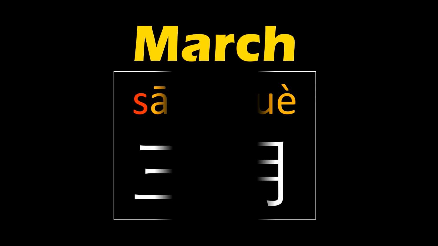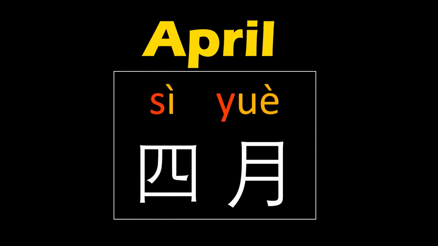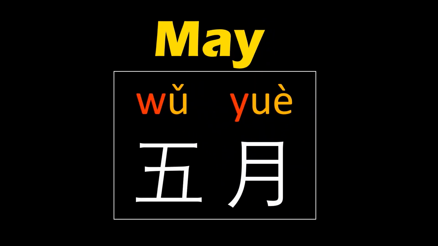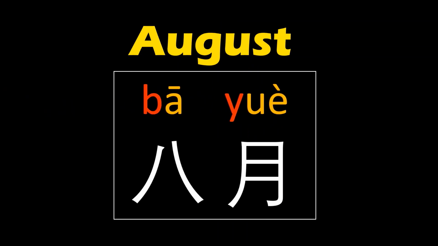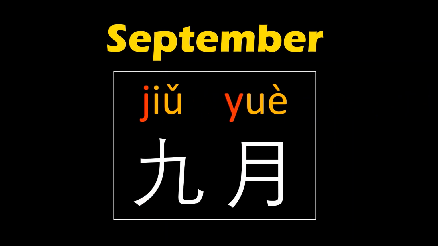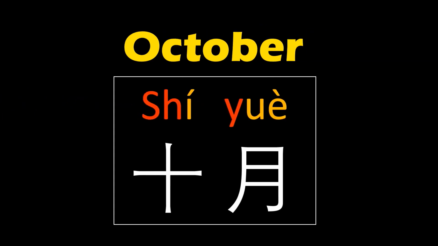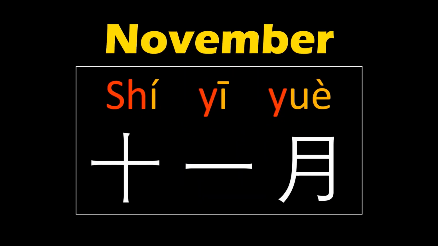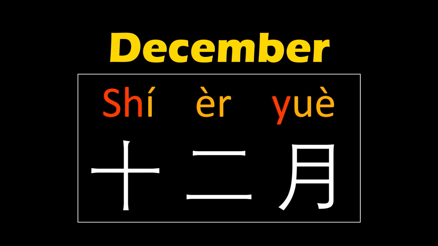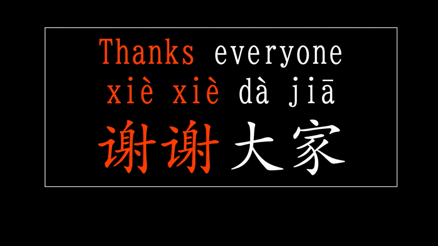1月, 2月, 3月, 4月, 5月, 6月, 7月, 8月, 9月, 10月, 11月, 12月. Like I said before, counting months is like counting numbers, right? 1月, 2月, 3月, 4月, 5月, 6月, 7月, 8月, 9月, 10月, 11月, 12月. Very simple. Numbers plus 月.